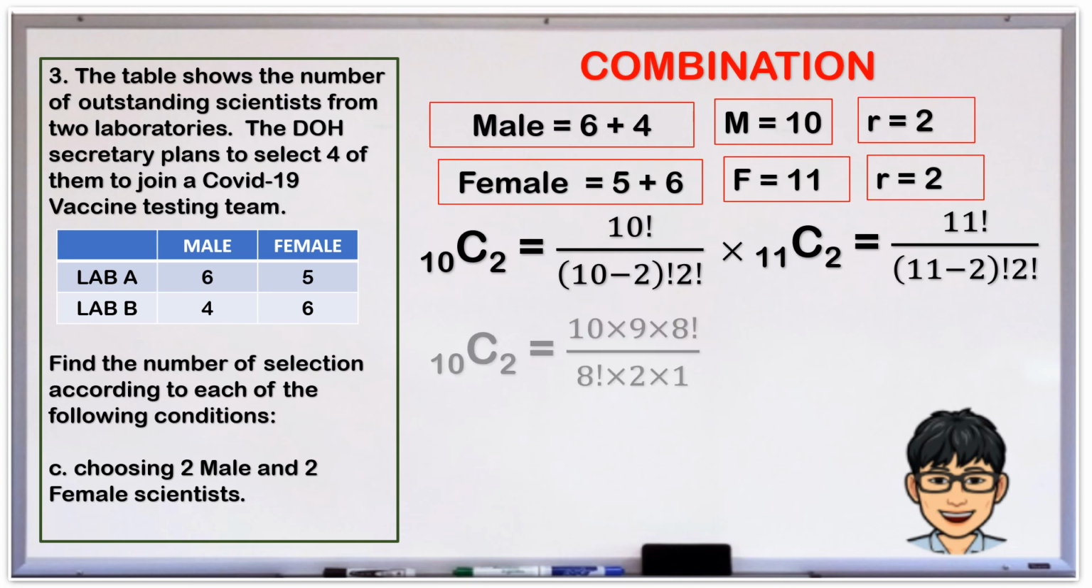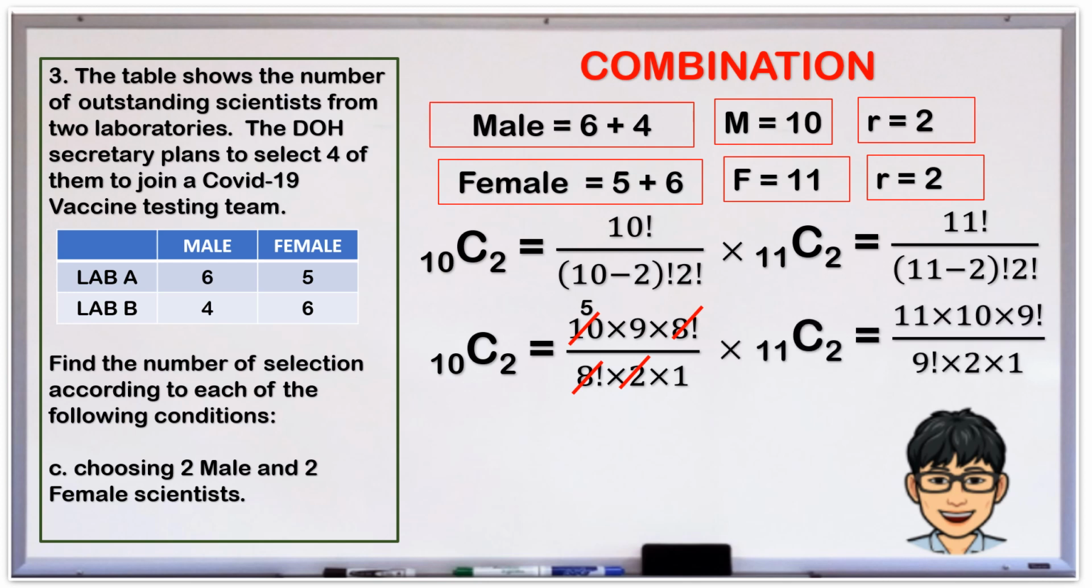To simplify, we have 10 times 9 times 8 factorial divided by 8 factorial times 2 times 1 para sa male selection. So from here, we can now divide 8 factorial by 8 factorial. And also, we can divide 10 by 2. And that is equal to 5.